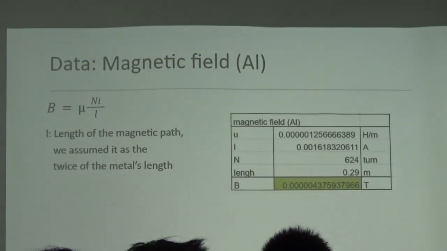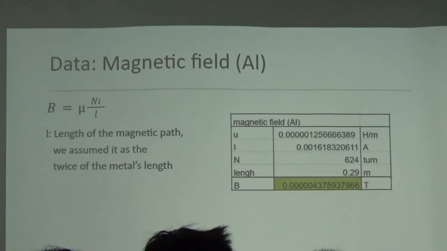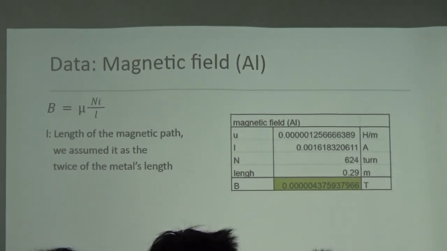And then for the magnetic field, we use the formula B equals mu I divided by L. Notice that L is the length of the magnetic path, so it's not the length of the coil, but we assume it as twice of the metal length. Okay, and after some calculations, we can get B.